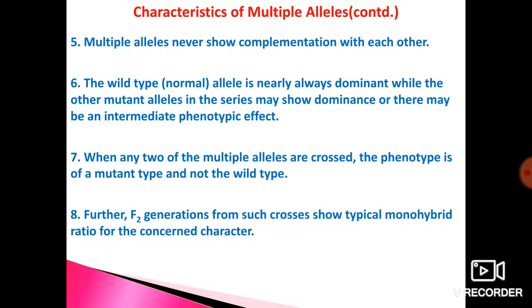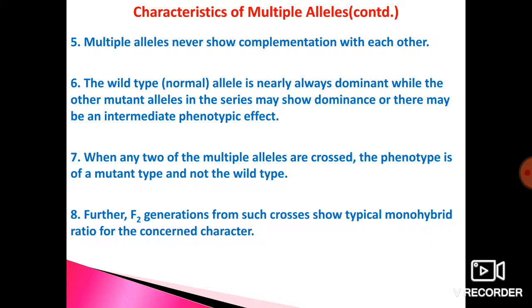Well, multiple alleles will never show complementation with each other because they're in the same house, in the same place, and they are basically the same character. Complementation between genes is basically intergenic interaction, where one gene of character X influences another gene, maybe on another chromosome, of character Y, to produce a product which is Z.